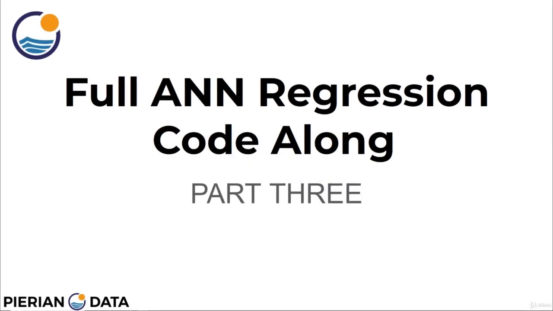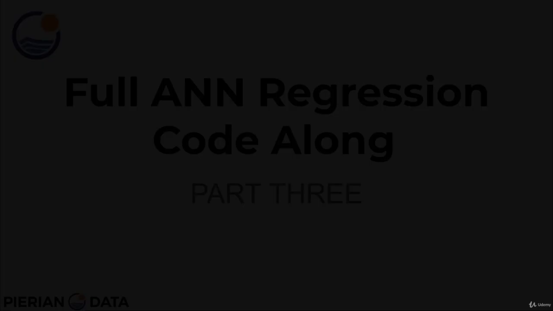Welcome back everyone to part 3 of our full ANN regression code along. In this lecture, we're going to focus on defining the tabular model. We're going to set up an embedding layer. We'll also set up a dropout function, a normalization function, and then set up a sequential list of layers. Let's get started.